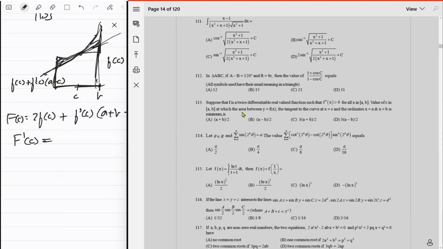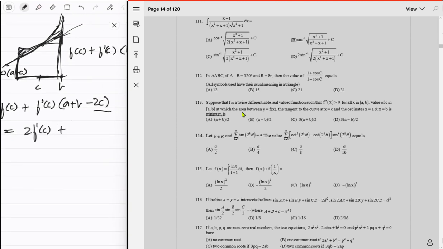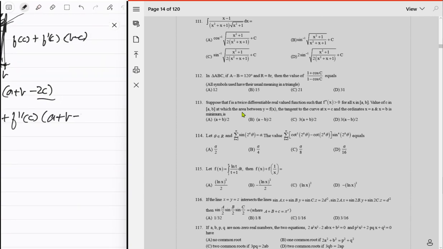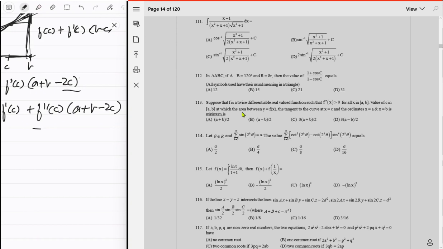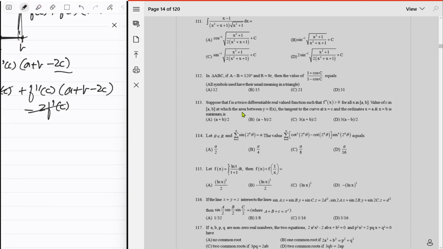So देखते हैं क्या होता है. ये क्या हो जाएगा? It's just 2f dash of c plus f double dash of c times a plus b minus 2c. उसके बाद में minus 2f dash of c in fact, because वो तो मर गया actually, right? Because वो derivative. So yeah, oh ये तो cancel हो गया, बढ़िया. So just this thing.